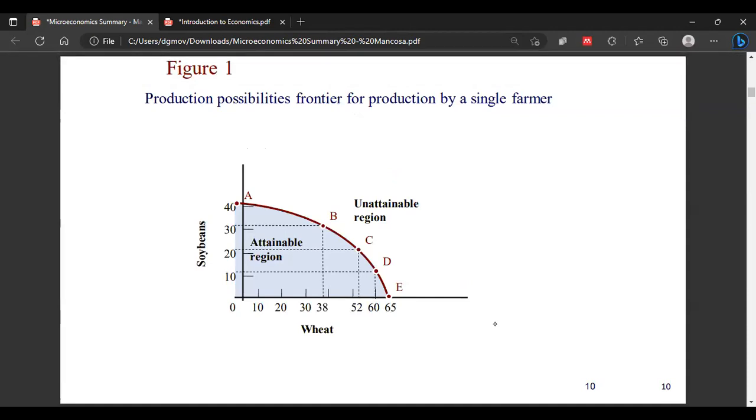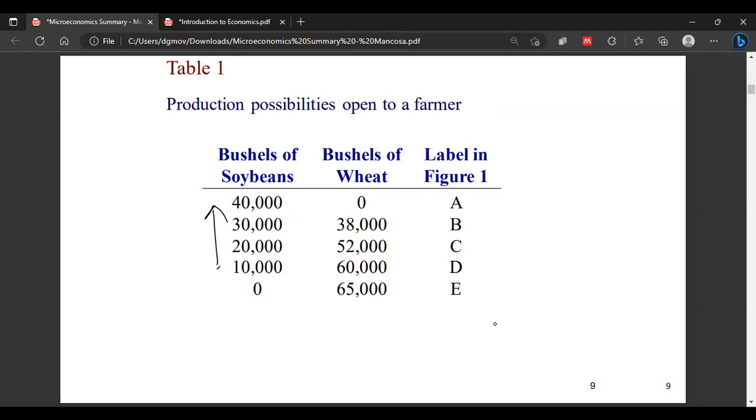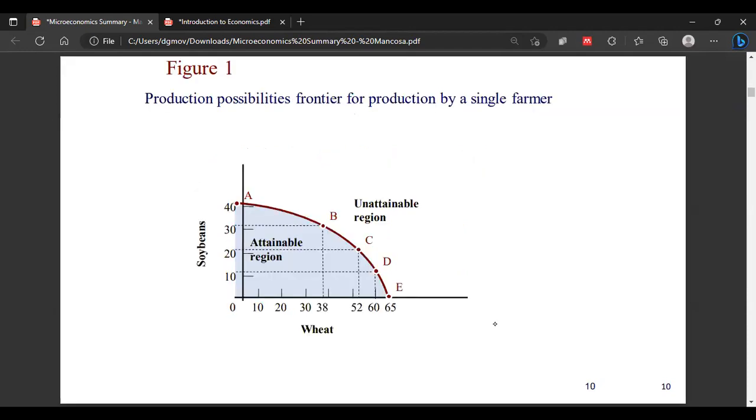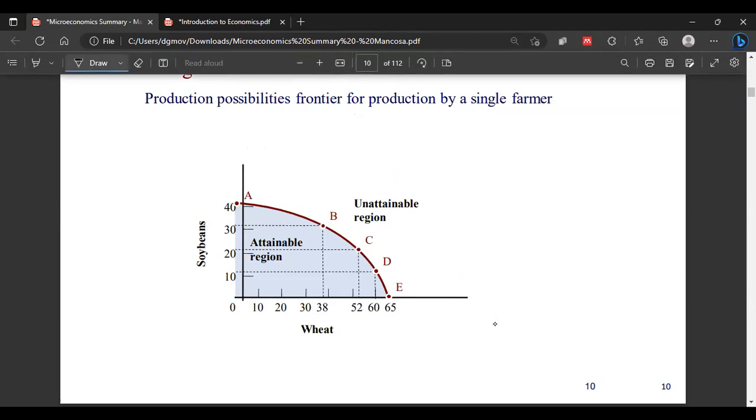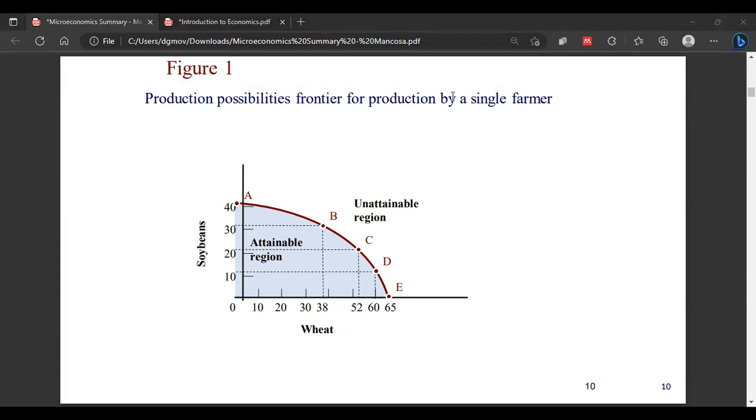Simply plotted on a graph, this now becomes the PPC for this farmer, right? This information here is now plotted there. Remember, we said if this farmer wants to produce 40,000 tons of soybean, it simply means they won't have any other resources left over to produce wheat. Hence, for producing 40,000 soybeans, you produce zero wheat. Harriet, don't get lost.